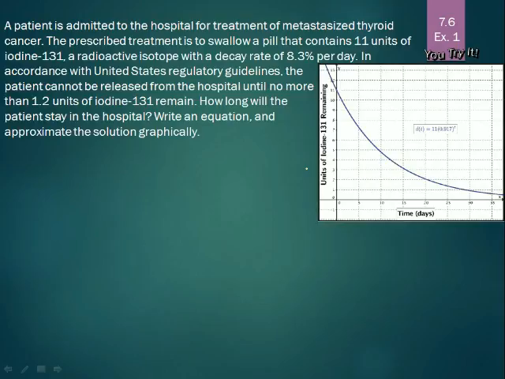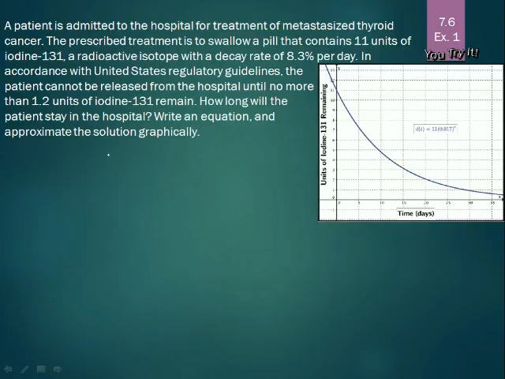In accordance with United States regulatory guidelines, the patient cannot be released from the hospital until no more than 1 2/10 units of iodine-131 remain. How long will the patient stay in the hospital? Write an equation and approximate the solution graphically.